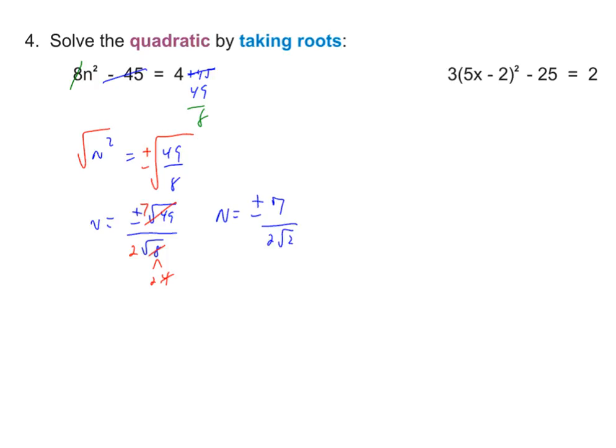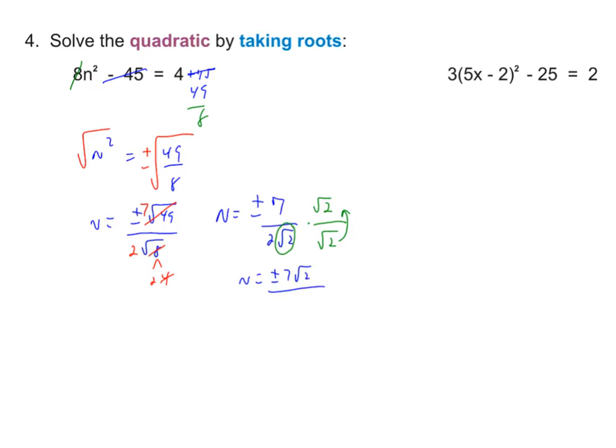If we're going to finish this, we're going to have to rationalize the denominator. This is my concern. You can't have a radical in the denominator because the radical police will get you. I have to multiply the bottom by the square root of 2. Whatever I do to the bottom, do the same thing to the top. My top is now plus or minus 7 times the square root of 2.